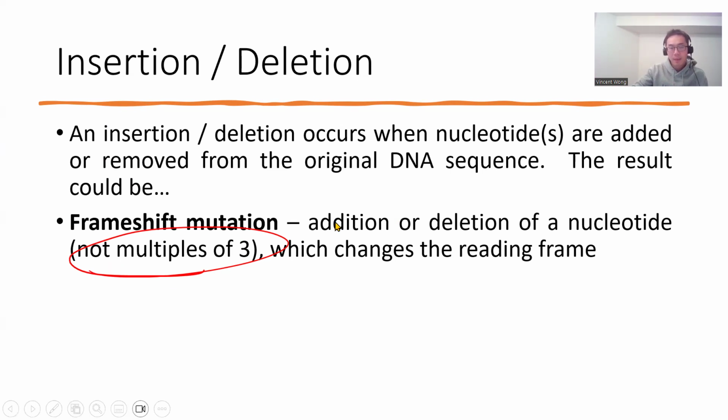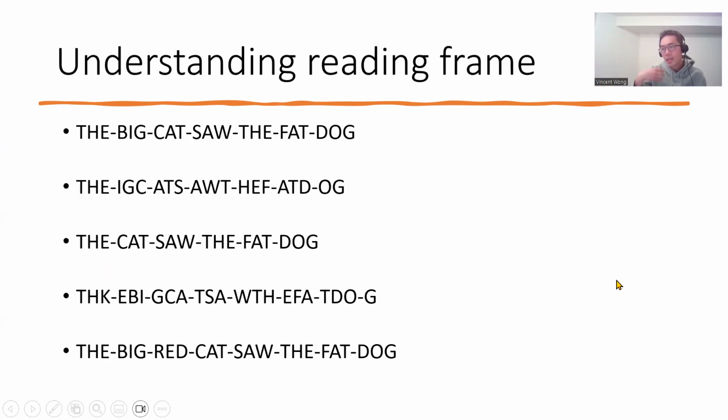Now that makes absolutely no sense to you unless you've learned this before, right? So I'm going to give you an example. We know the ribosome reads the code in triplets because 3 nucleotides make a codon. So you read them in triplets. It's like this sentence: The big cat saw the fat dog. That makes sense. But now let's take a look at the next sentence. In the next sentence, I actually deleted the B.